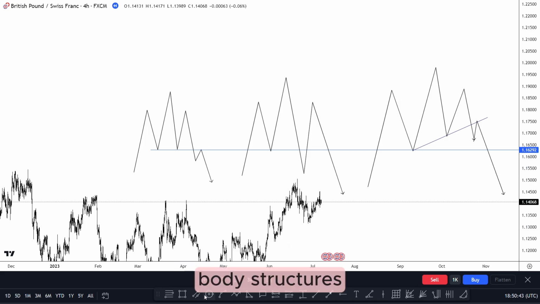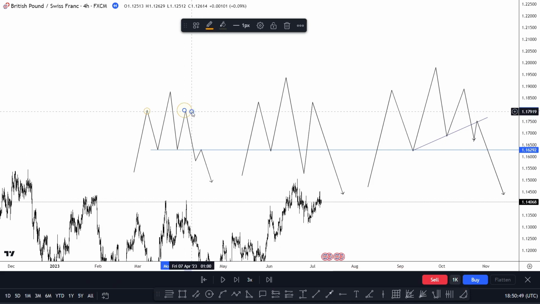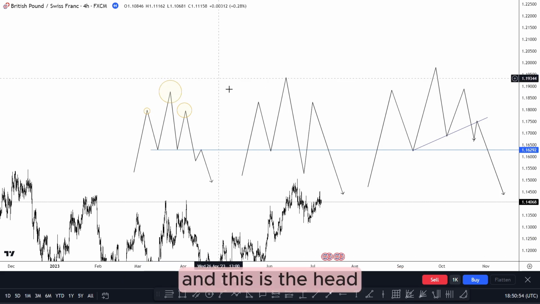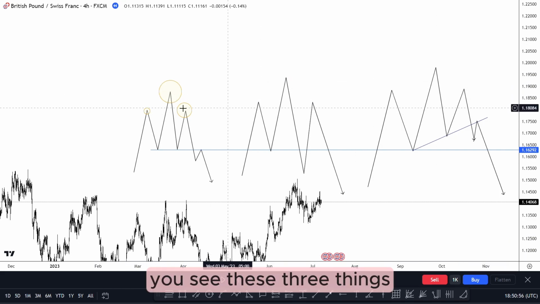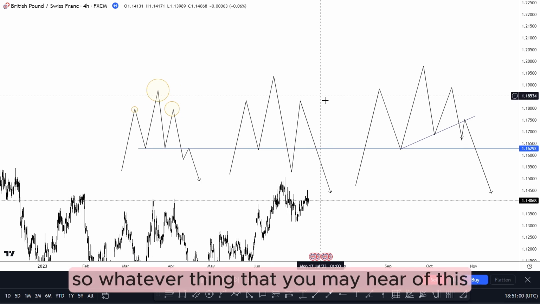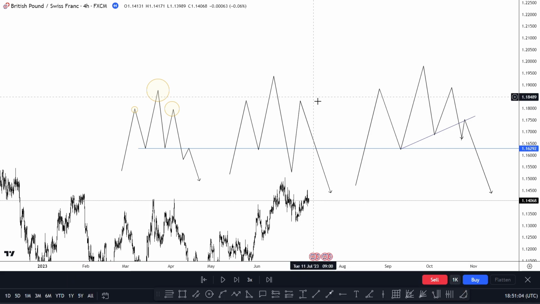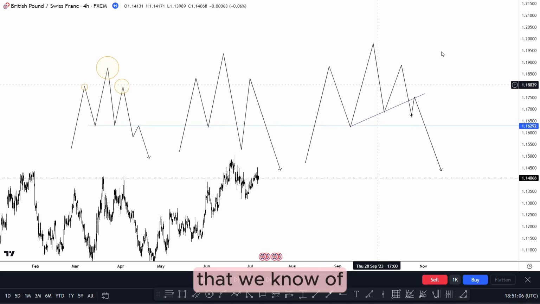body structures. Now this is the first shoulder, and this is the second shoulder, and this is the head. You see, these three things have this same thing in common. So whatever you may hear it called, just know that all of them boil down to the traditional head and shoulders pattern that we know of.